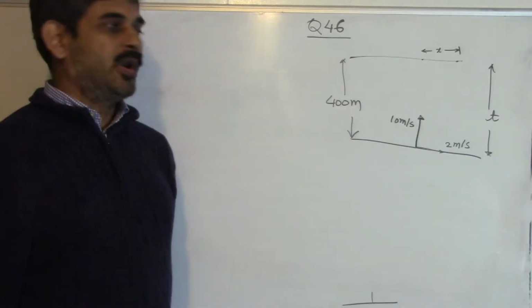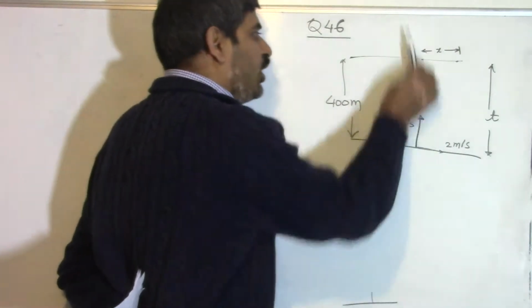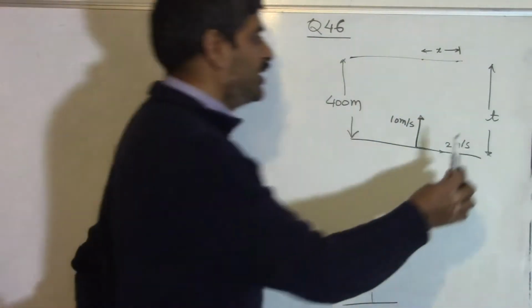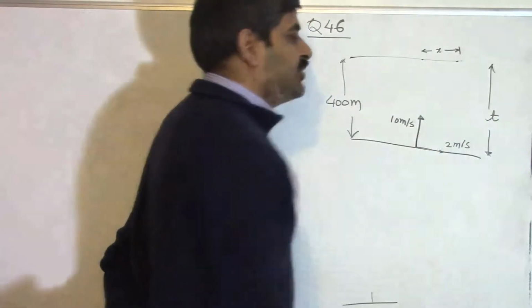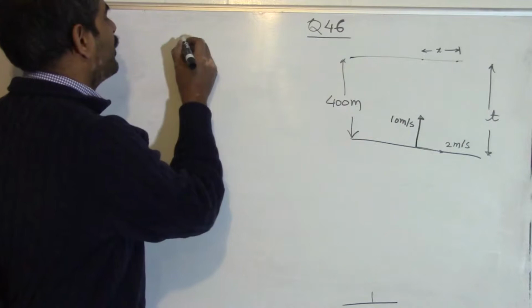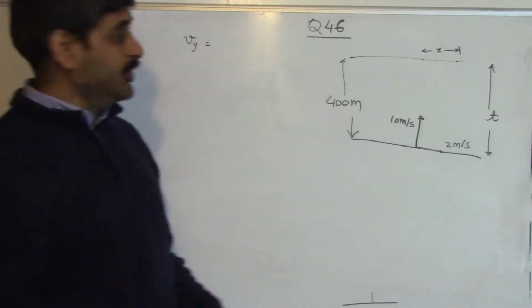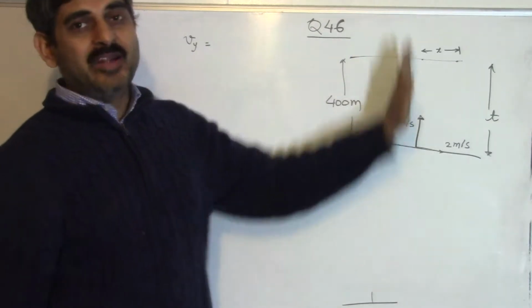So in part 1, we are trying to do the things only in the y direction, because we need to find out the time taken in the y direction. So let's say we call it Vy, the velocity of this boat in the y direction.